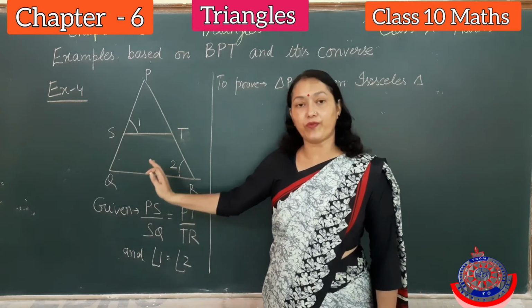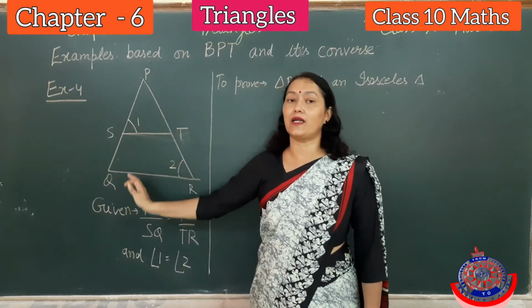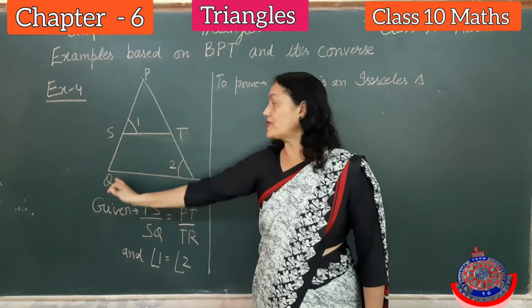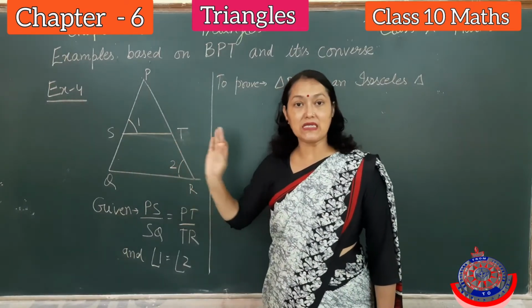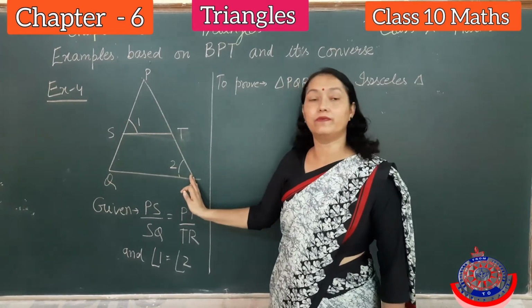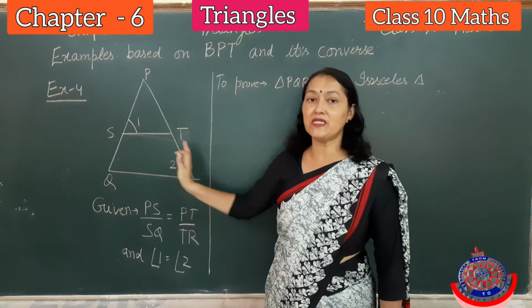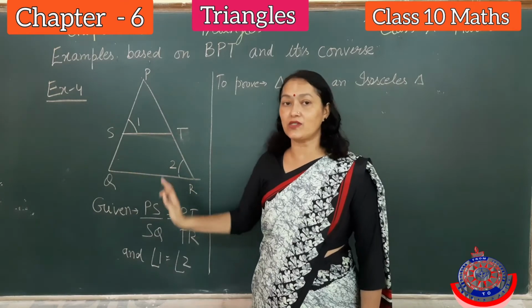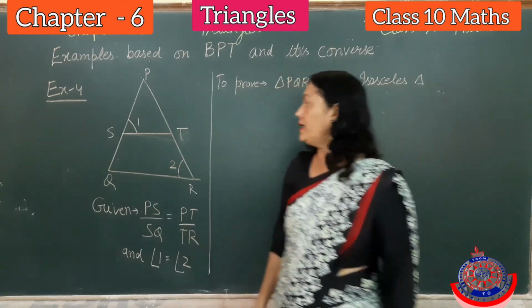Means basically what we have to prove, when is a triangle isosceles? When opposite sides are equal. That means if we prove that PQ and PR are equal, that means we will be proving that the triangle is isosceles. Let us start the proof.